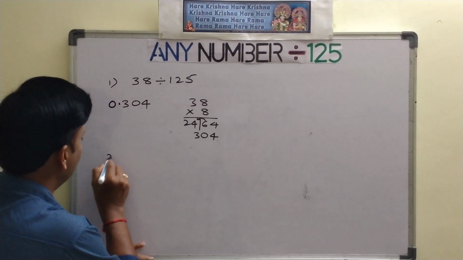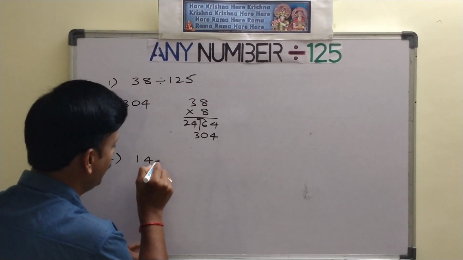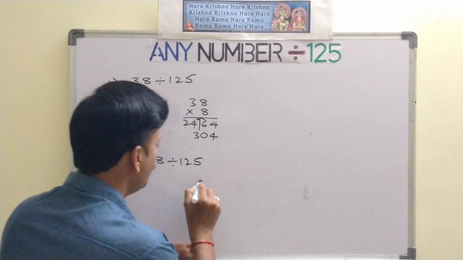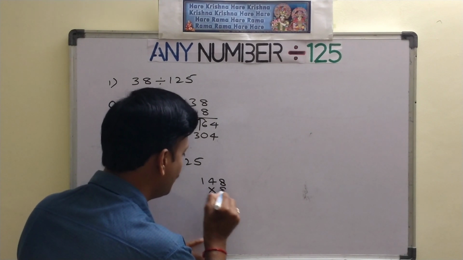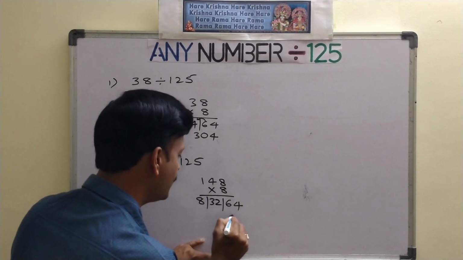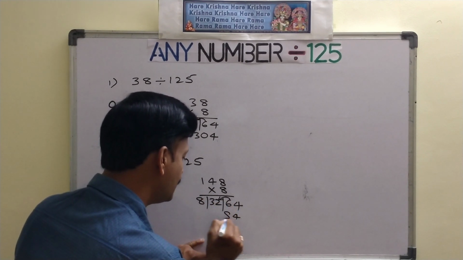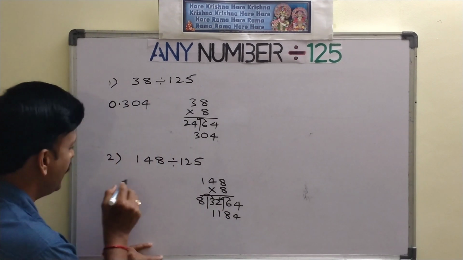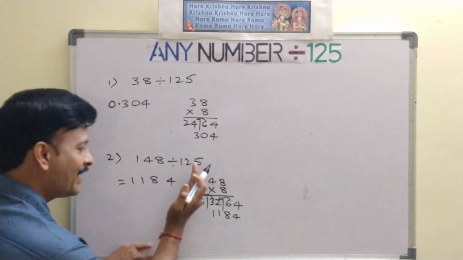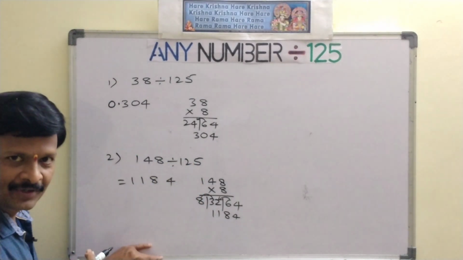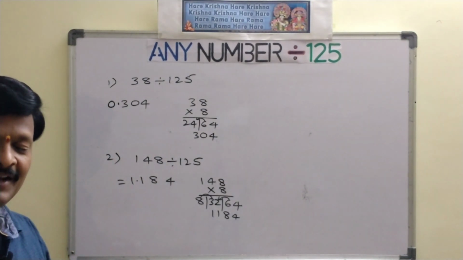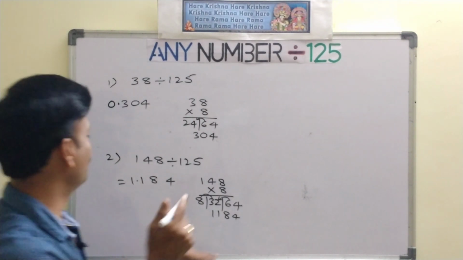Similarly, one 3-digit number we consider, that is 148 divided by 125. So what we do? The same way, take 148 and multiply by 8. 8 8s are 64, 8 4s are 32, 8 ones are 8. Carrying over, this becomes 8 and this becomes 11. Write down 1184. So from the right hand side, after 3 digits, you put the decimal point. 1, 2, 3. So 1.184 is the answer.